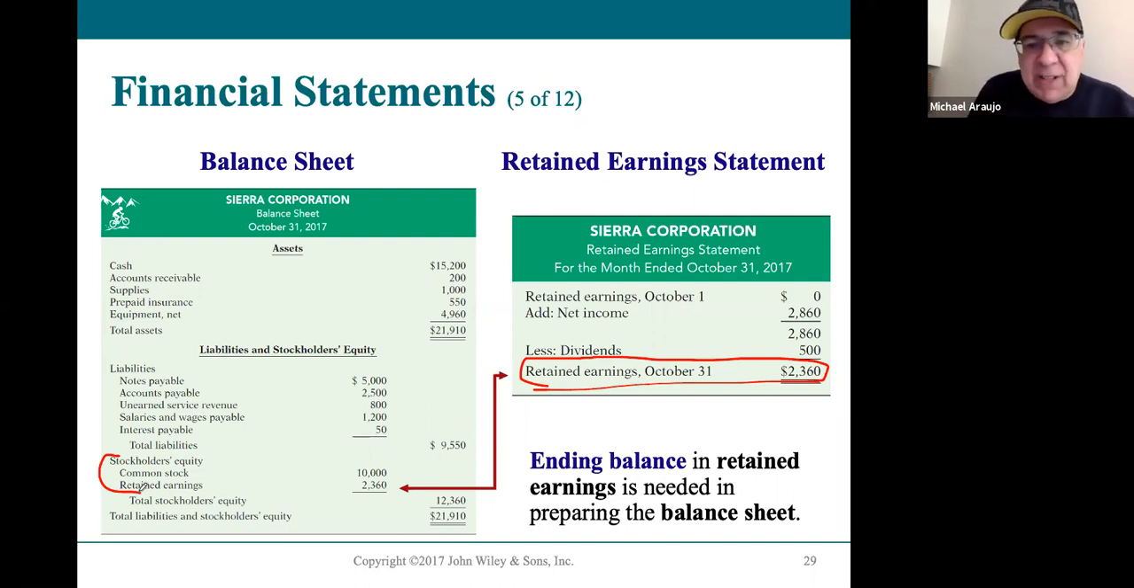But the profits of the company are the owners. It's the owner's property. They own the profits. So retained earnings is simply the retained profit. And that's why it's a stockholders' equity account.